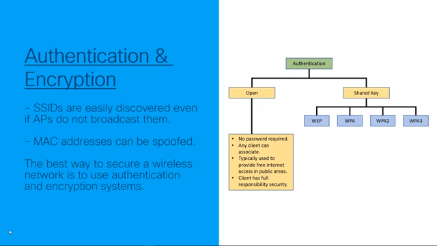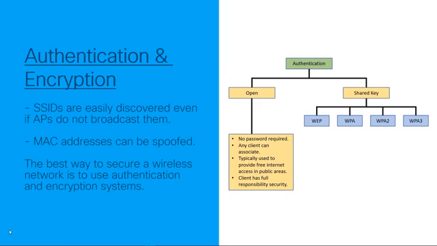to the wireless network. So the best way to actually secure a wireless network is to use authentication and encryption systems. We have two types of authentication that were introduced with the 802.11 standard: open system authentication and shared key. Open system authentication is perfect when you want to have free internet access in a cafe or a hotel or even a remote area. With open authentication, a wireless client can easily connect to the wireless network without having to use a password.